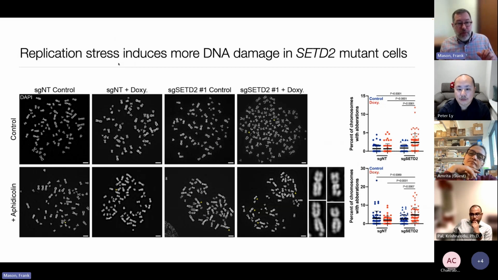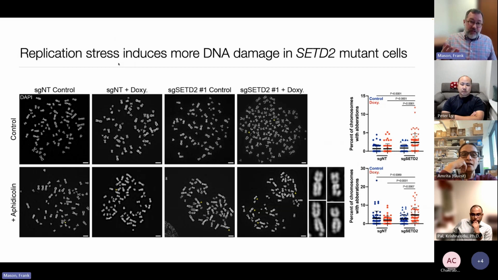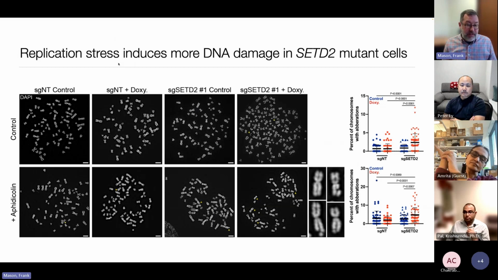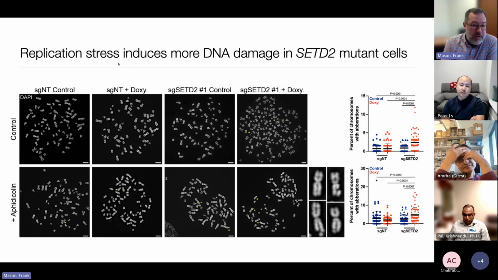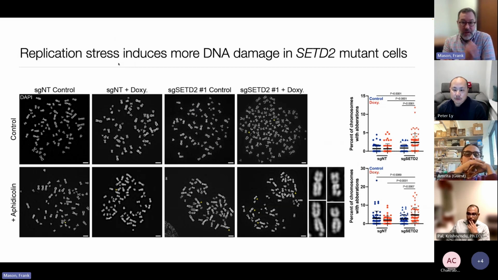Work from Charles Swanton's group and Tim Humphrey's group as well has shown that cells with SETD2 mutations or SETD2 depletion induce DNA replication stress. So we posited that DNA replication stress might in part be contributing to the formation of these dicentric chromosomes. We asked whether increasing the replication stress might potentiate this activity and further increase the formation of dicentric chromosomes. Here we've taken HeLa cells, either with a non-targeting guide or a SETD2 guide that we can activate with doxycycline.